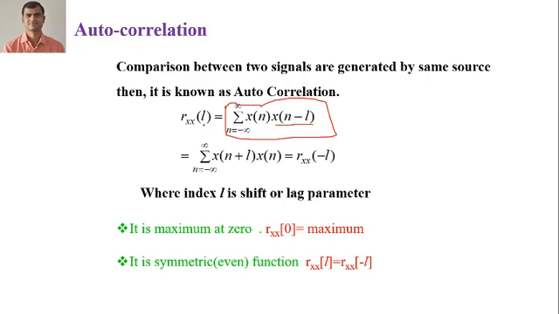When you calculate, here the value of l is positive; when the value of l is negative, we will have these equations, and both values are symmetric. So R_x of l is equal to R_x of minus l. This auto correlation function is also known as an even function, or a symmetric function, and the maximum value of auto correlation occurs at l equal to 0. When the lag parameter is 0, we have the maximum value.